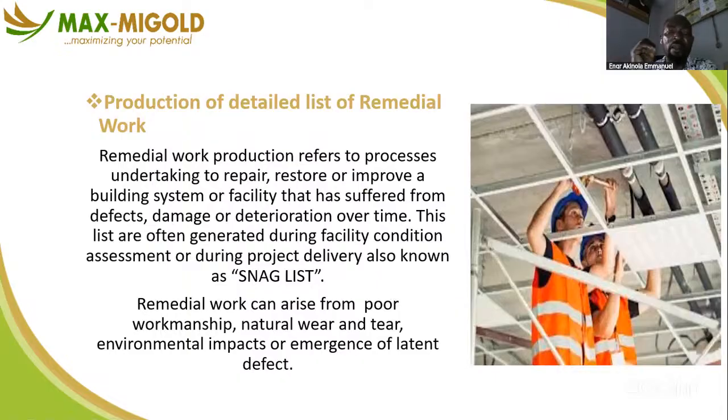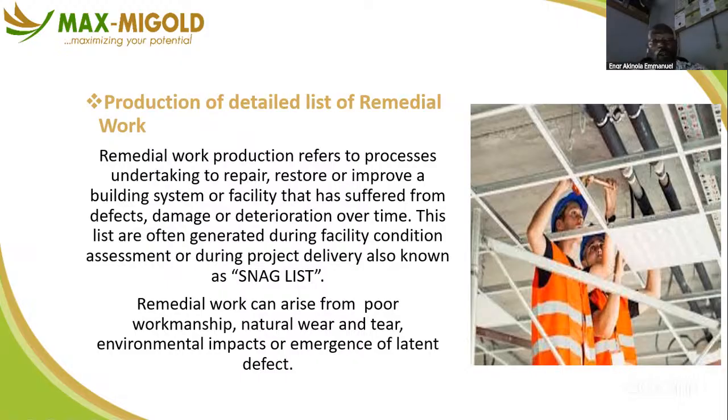Production of detailed list of remedial work. Remedial work production refers to the process undertaken to repair, restore, or improve a building system or facility that has already suffered from defects, damage, or deterioration over time. These lists are often generated during facility condition assessment or during the project delivery period. And if it is in terms of a project, you refer to it as a snag list.